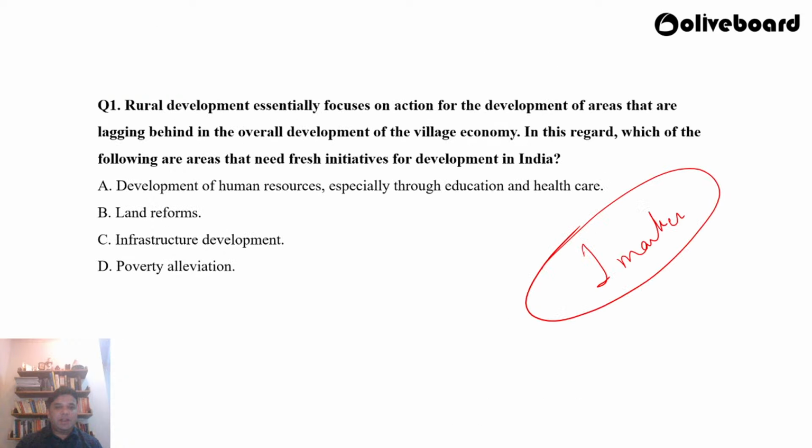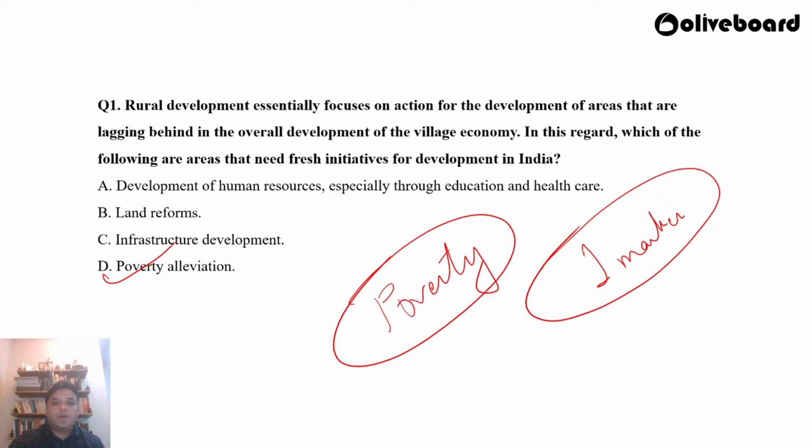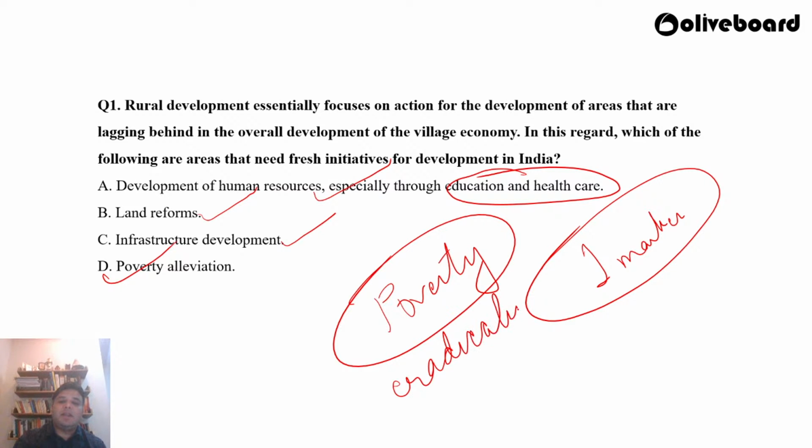The correct answer is D, poverty alleviation. See, the first problem with rural India is poverty. Never forget that. It is always poverty, right? Infrastructural development comes much later, land reforms come much later, development of human resources through education and healthcare is a priority, but the first priority is always going to be poverty eradication or poverty alleviation.